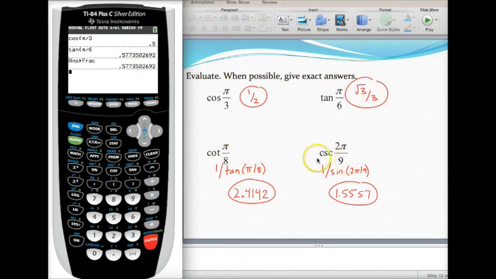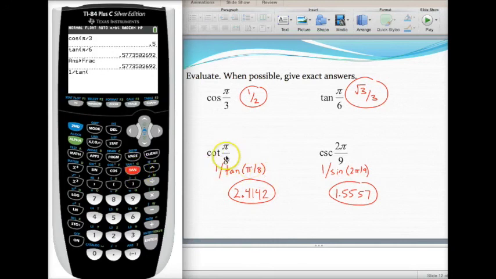Anyway, these bottom two angles are not special angles. 8 and 9 are not special denominators, so I can use a calculator and just get decimals for these. There is no cotangent button, though. As we talked about in the previous video, the only way to type in cotangent is to recognize that it's the reciprocal of tangent. And so I have to type this in as 1 divided by the tangent.